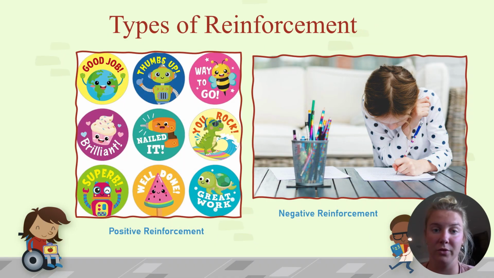There are two types of reinforcement. We have positive reinforcement, which means adding something desirable like a reward to increase behavior. So on this page here, I actually have some stickers that a student might get as positive reinforcement. In a school, this might look something like getting a sticker for completing their work, and that makes them more likely to complete their work again.